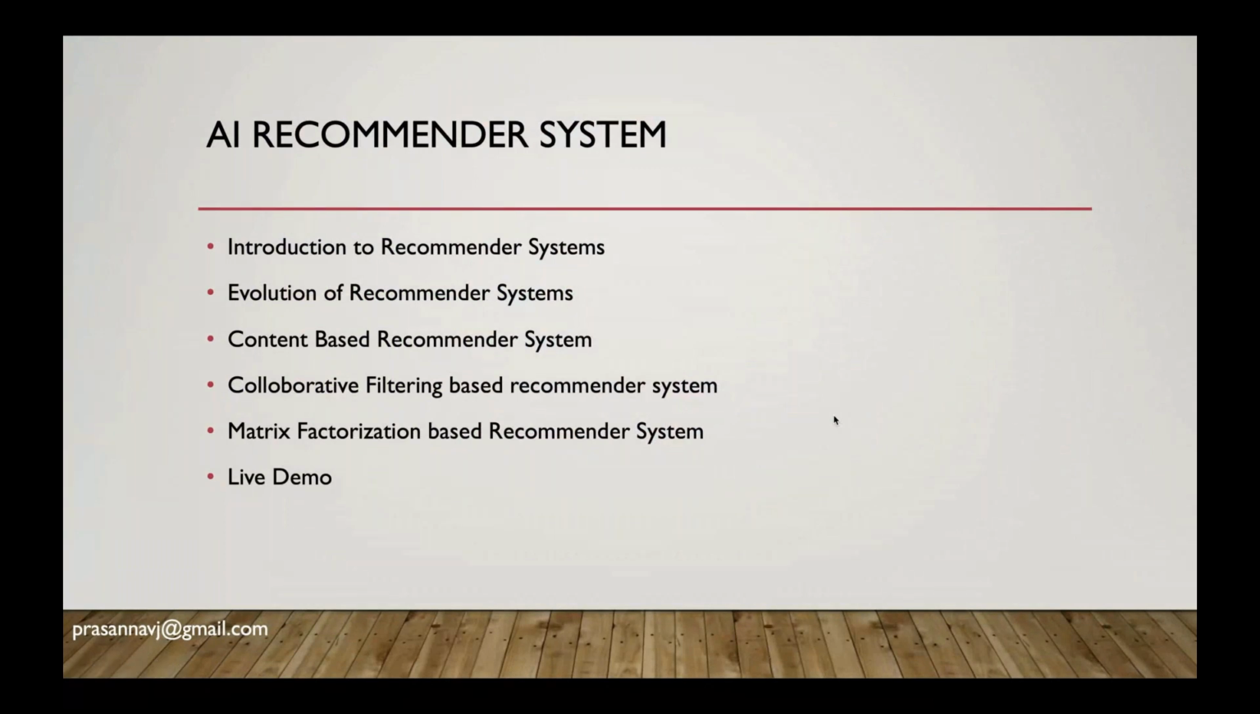The agenda for today's session is introduction to the recommender system: where we need it, where all we can use it, and how the recommender system evolved over the years. And we will look at the three types of recommender system which are predominantly used in the current industry: content-based recommender system, collaborative filtering, and matrix factorization method. We will look at them in depth with a code demo for all three approaches as part of today's session.